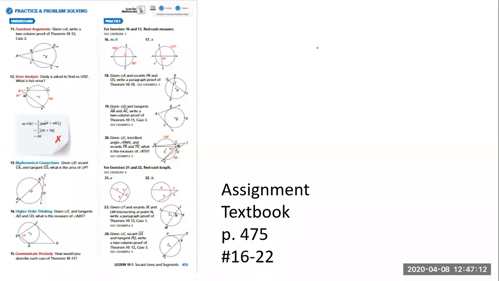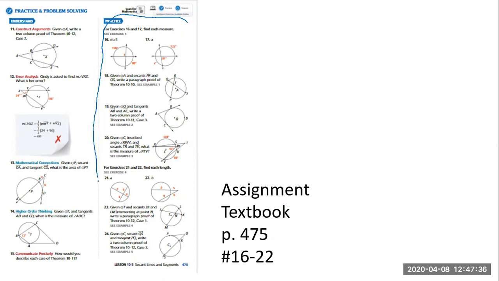So again, for tomorrow's assignment, it's from the textbook again. The page is already posted. I think I've already attached it as well on Edsby. I'll have to double check that, but it is already posted in the folder that's on the OneDrive. And then again, it's just problems 16 through 22. So out of this whole page, you're just doing the practice.